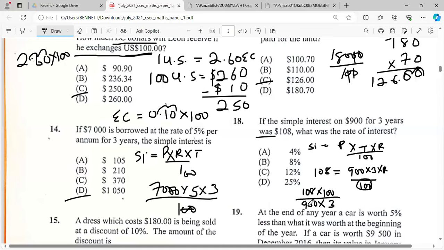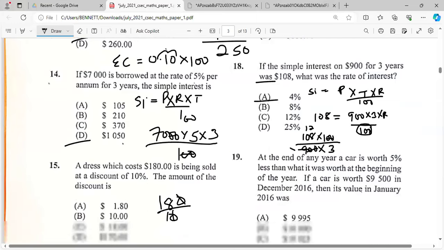Let me see how this can go. This can cancel. 9 can go into 108, right? 9 into itself 1, 9 into that 1 time 12. So it's 12 over 3, which is 4. So that's 4%. Everybody agree? You have to transpose it, guys. Whatever you divide, you multiply; whatever you multiply, you divide. All right.